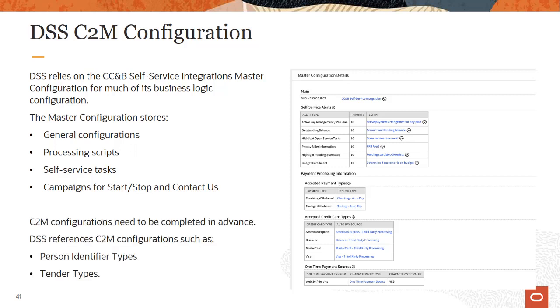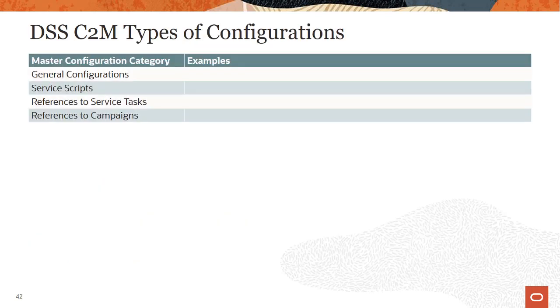As I mentioned earlier, the master configuration is completed before the DSS portal configuration is complete, as the DSS portal will reference many of these configurations, such as the person identifier types and tender types. However, now that you know the basics of what the portal should look like and how it can be configured, looking at these configuration options will make more sense. There are several types of C2M master configuration categories. They include general configurations, service scripts, references to service tasks, and references to campaigns.